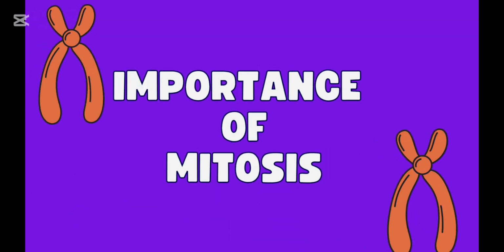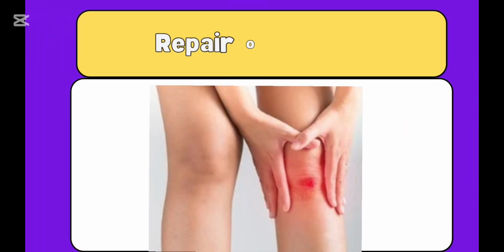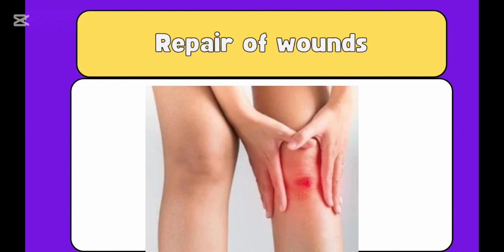Importance of mitosis. One: from the moment an egg is fertilized to when it becomes a blastocyst, fetus, and finally a baby, mitosis is responsible. Two: repair of wounds. Mitosis is responsible for repair of damaged or broken tissue. So whenever you have a wound or broken skin, be sure that mitosis is at work to help you repair the damaged cells.